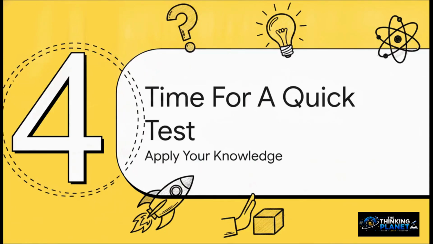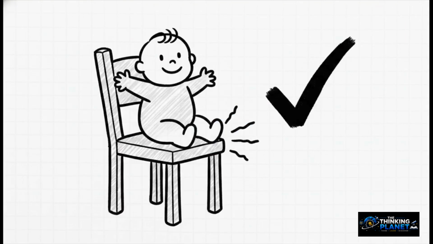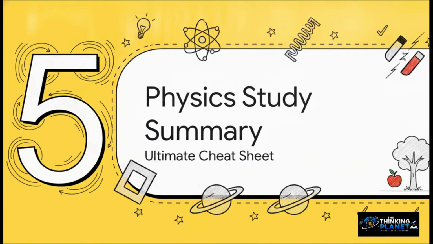All right, Section 4. Time for a quick test. Apply your knowledge. Let's see how you're doing with this. Consider a baby sitting quietly in a chair. Based on the fundamental rules we just covered in this study guide, what type of interaction is this? Think about it for a second. Are the bodies touching, or are they acting at a distance? If you guessed contact force, you nailed it. It's absolutely a contact force. Because there's a direct physical touch happening between the baby and the chair, the interaction is fully grounded in physical contact.